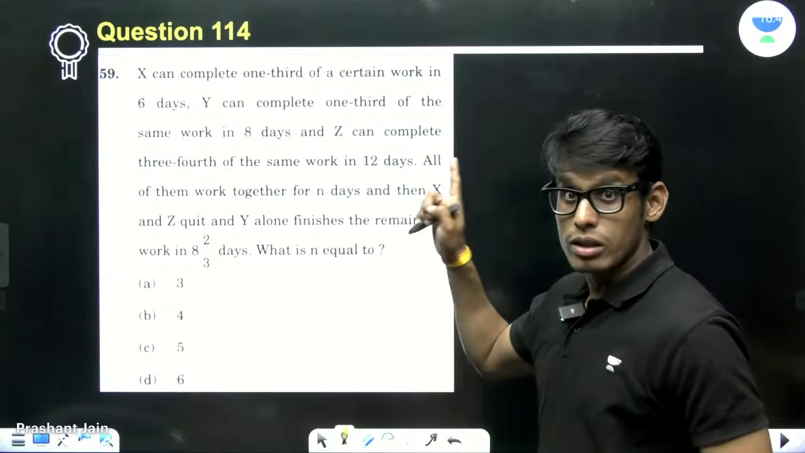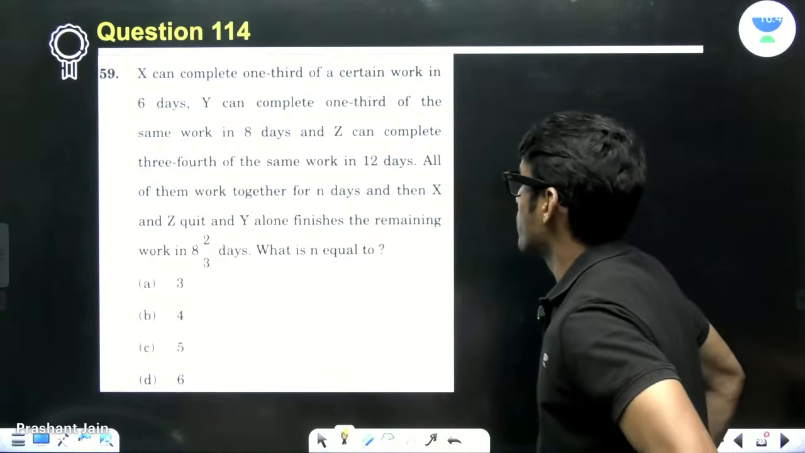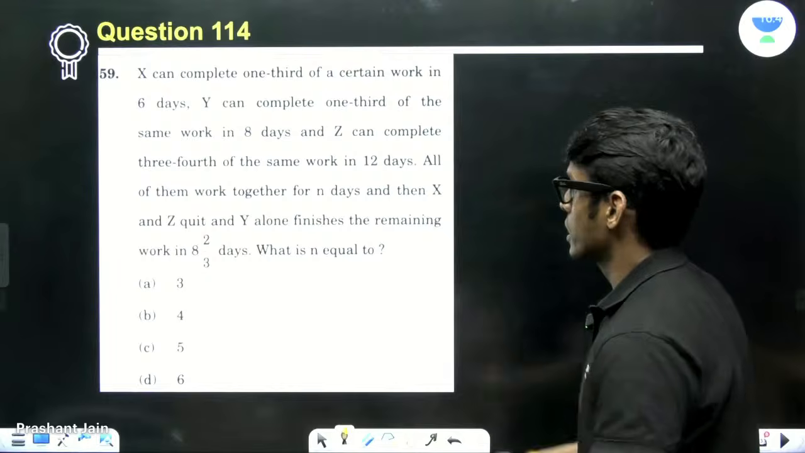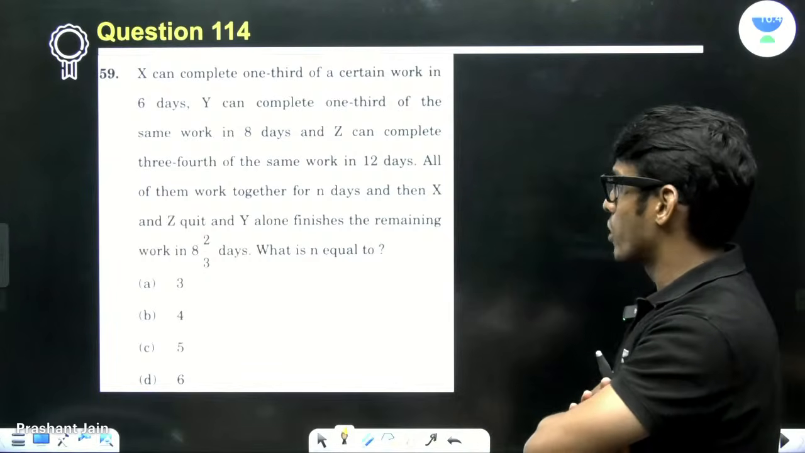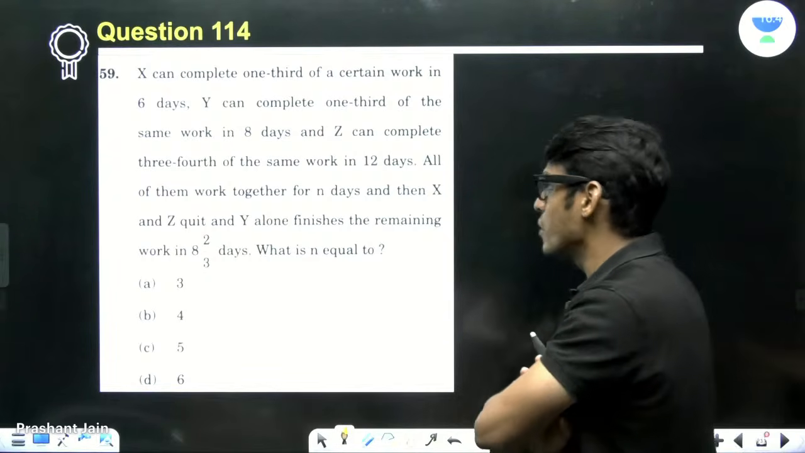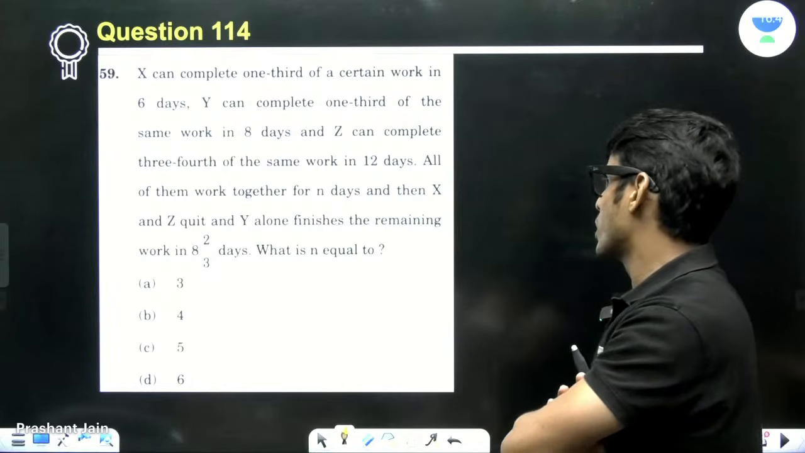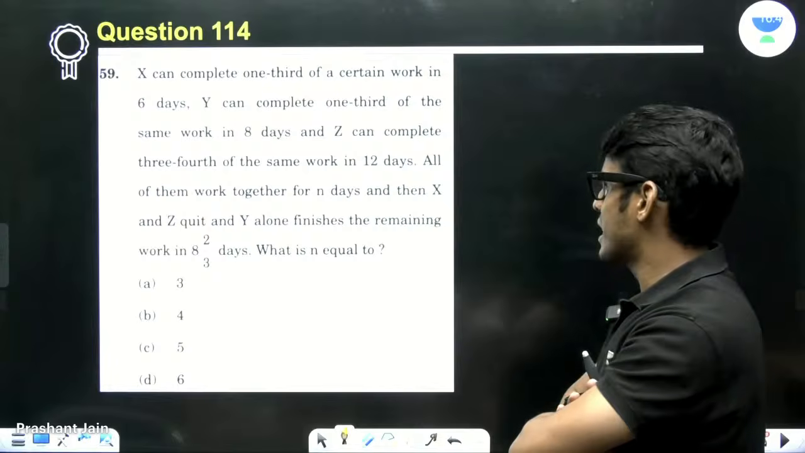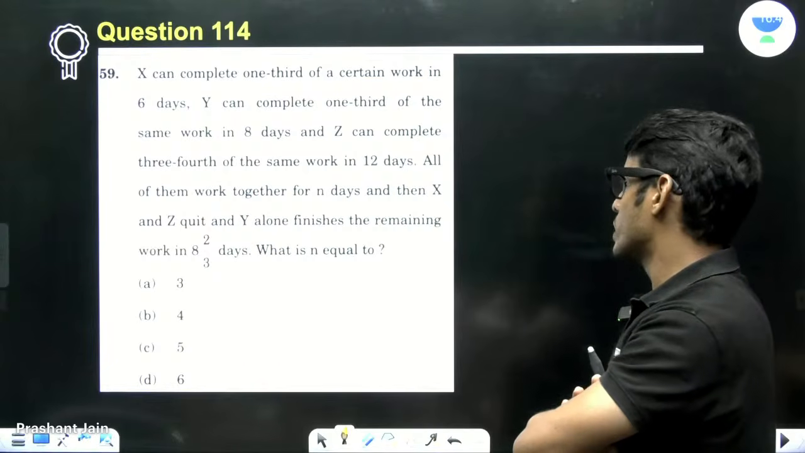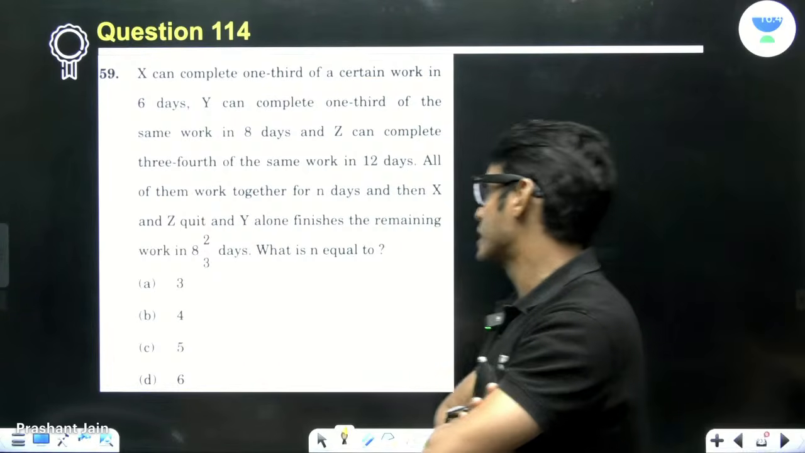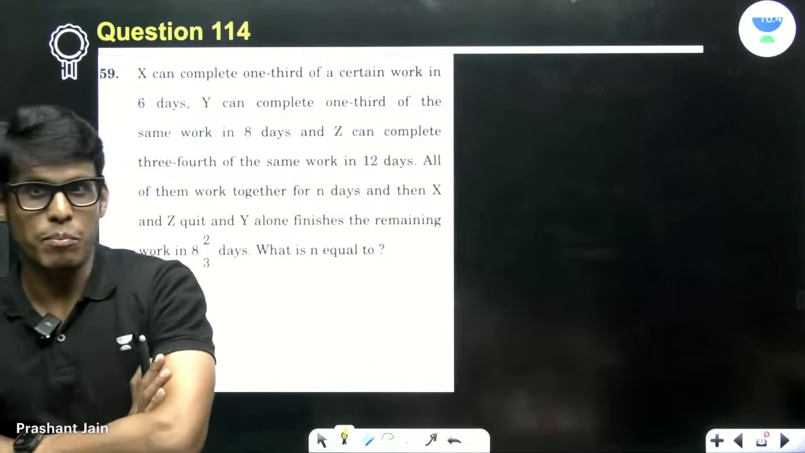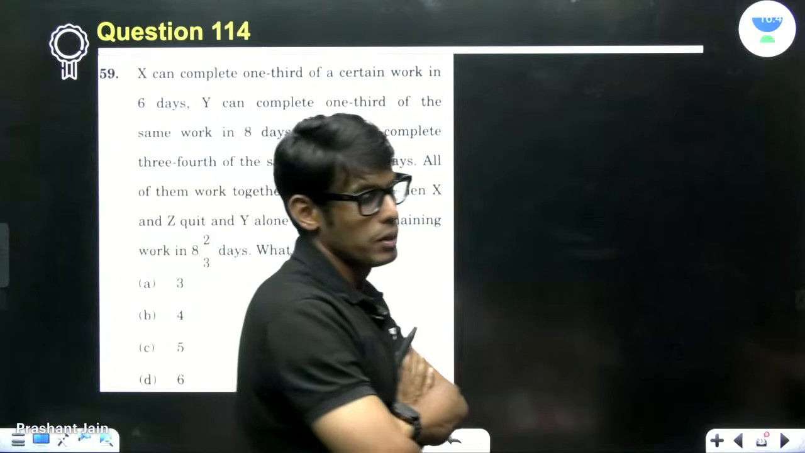Again, time and work, similar problem. X can complete 1/3 of a certain work in 6 days. Y can complete 1/3 of the same work in 8 days. Z can complete 3/4 of the same work in 12 days. All of them work together for n days, and then X and Z quit, and Y alone finishes the work in 8 2/3 days. It is a skip problem. Believe me, it is a skip problem, right?